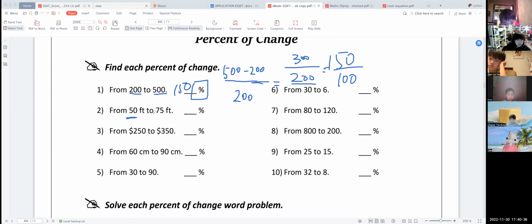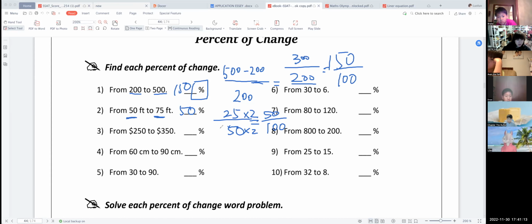Okay, so let's take a look at this one. From 50 to 75, I want to ask Brandy, how much has been increased? 25. Very good. So what is the original number? 50. Very good. So 25 over 50, that is the percentage of increasing. We want to make the denominator 100, so we multiply both by 2, right? So it's 50 over 100. So the answer is 50%.